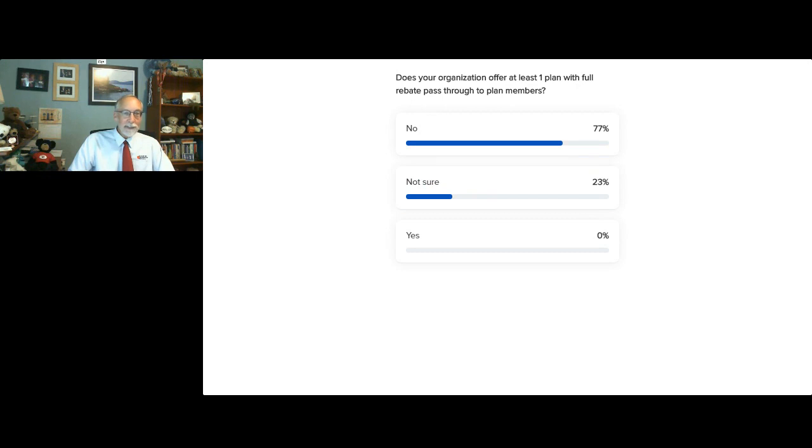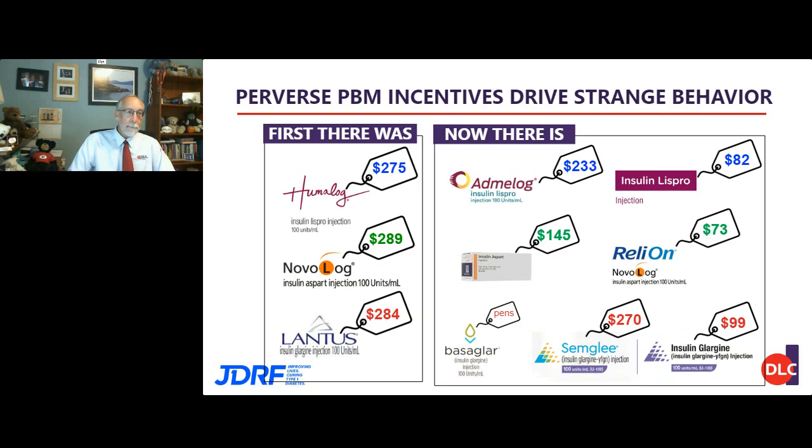And I would look at this to say this is an easy thing to do that will statistically cost you virtually nothing, and will substantially improve the likelihood of your participants taking care of themselves, which is really what you want them to do. I'm going to talk a little bit about how these rebates drive some really perverse behaviors.